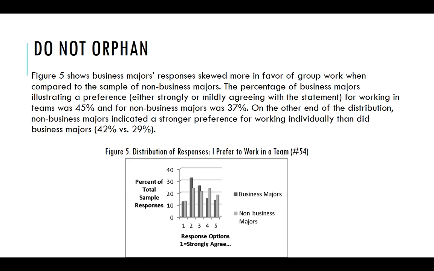Figure 5 shows business majors' responses skewed more in favor of group work when compared to the sample of non-business majors. And then it kind of goes on and on and on. Do you see what I'm doing? One, I've got a Figure 5. Notice that it has a number 5. It's got a title. It's got a legend so people can know what the dark and the light columns are. It's got labeled axes.